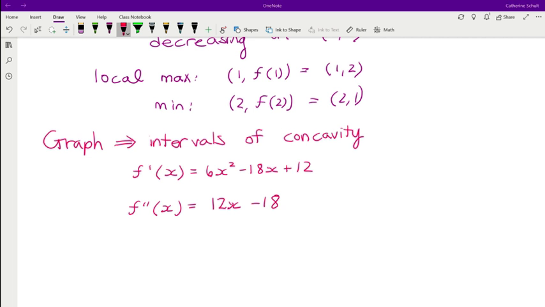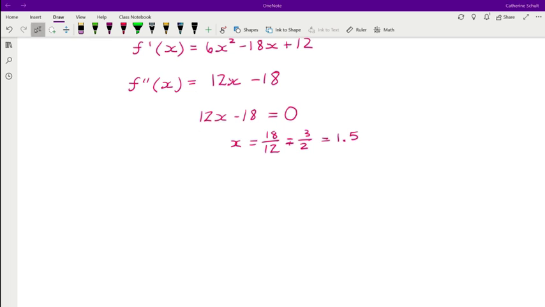The double derivative. To figure out the sign changes, we need to find the zeros first. So set that double derivative equal to 0. Add 18, divide by 12. So we're looking at 3 halves, or 1.5. Sometimes when we're graphing, it's easier to figure out the decimal. Okay, so we're going to do the same thing again. To figure out the intervals of concavity, we look at where the inflection point could be.